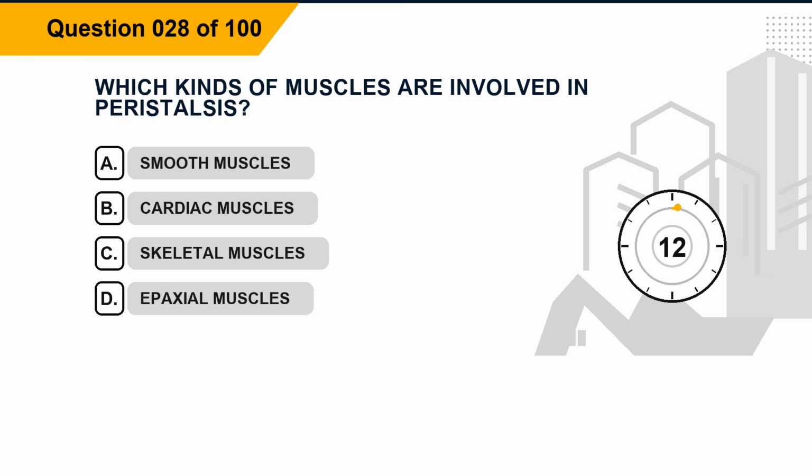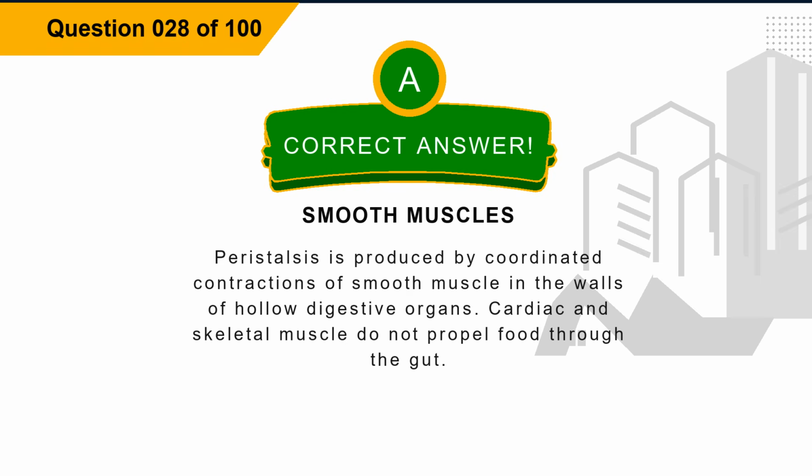Question 28. Which kinds of muscles are involved in peristalsis? Option A, smooth muscles. Option B, cardiac muscles. Option C, skeletal muscles. Option D, epaxial muscles. The correct answer is option A, smooth muscles. Explanation. Peristalsis is produced by coordinated contractions of smooth muscle in the walls of hollow digestive organs. Cardiac and skeletal muscle do not propel food through the gut.